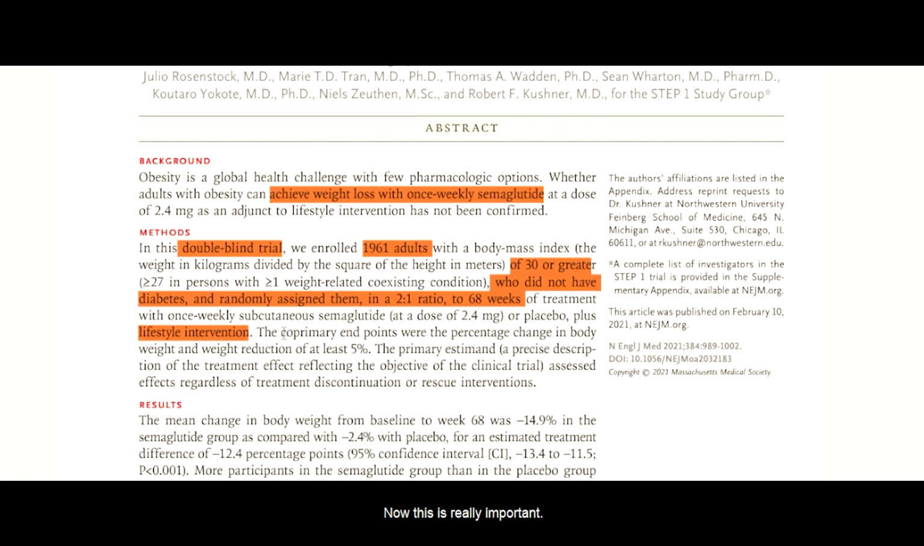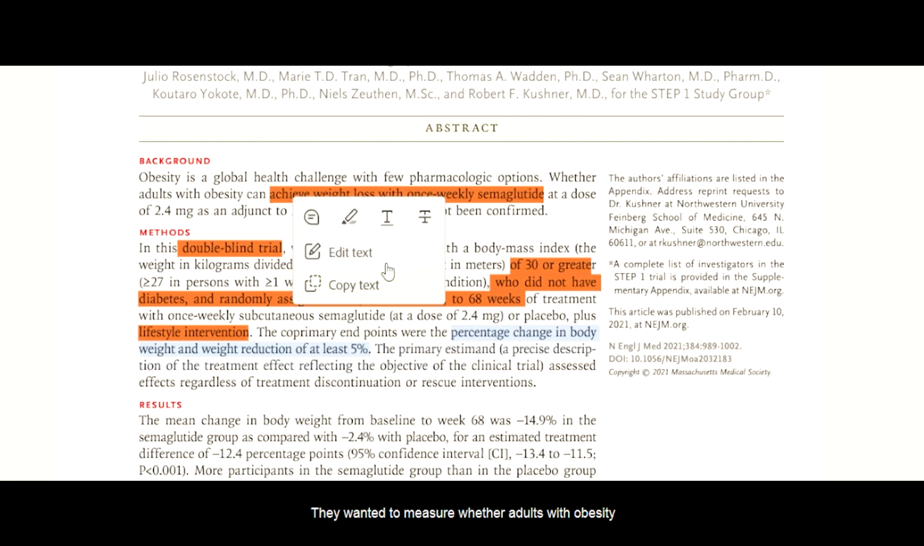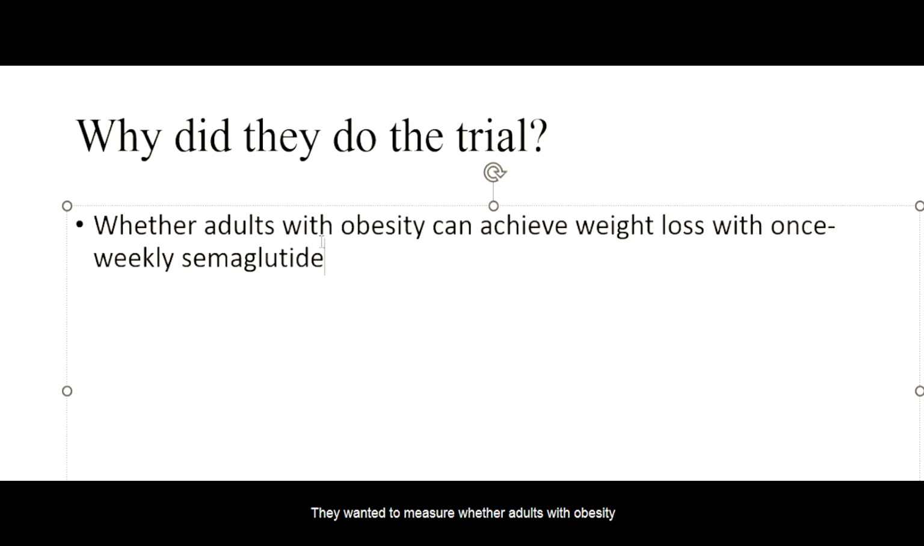Now this is really important. The co-primary endpoints, so what they're really looking to measure, the success of whether weight loss can be achieved with once weekly Ozempic, is a percentage change in body weight and a weight reduction of at least 5%. They wanted to measure whether adults with obesity can achieve weight loss with once weekly semaglutide.